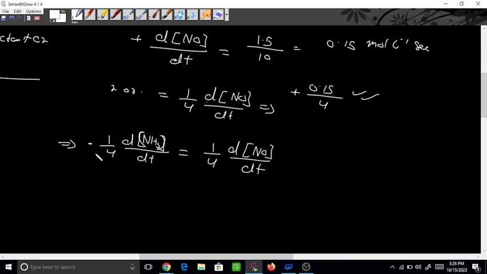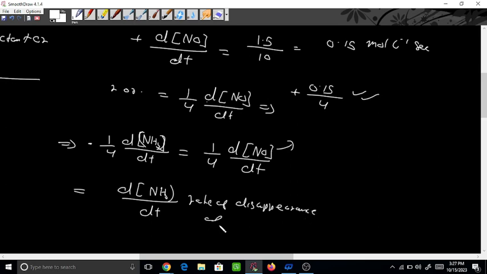So what will be the rate of disappearance of NH3? This value we know, 0.15 by 4. So the rate of disappearance means dNH3 divided by dt. This is the rate of disappearance of NH3. It will be equal to d of NO by dt, which means 0.15 divided by 10. That's it. Is this okay?